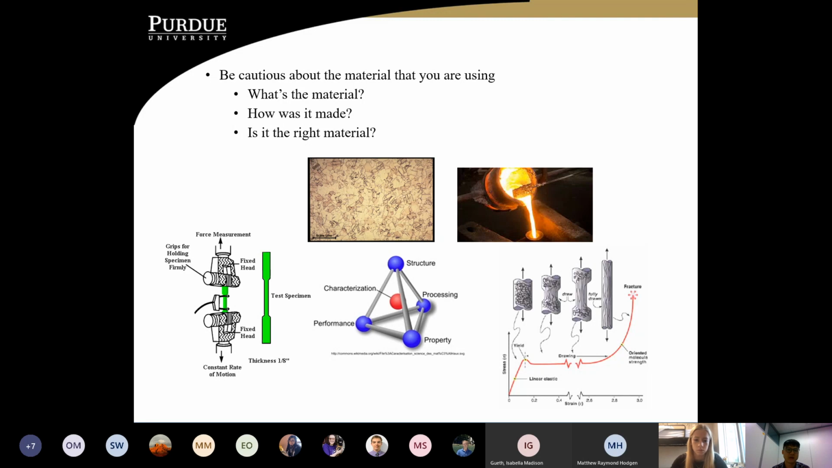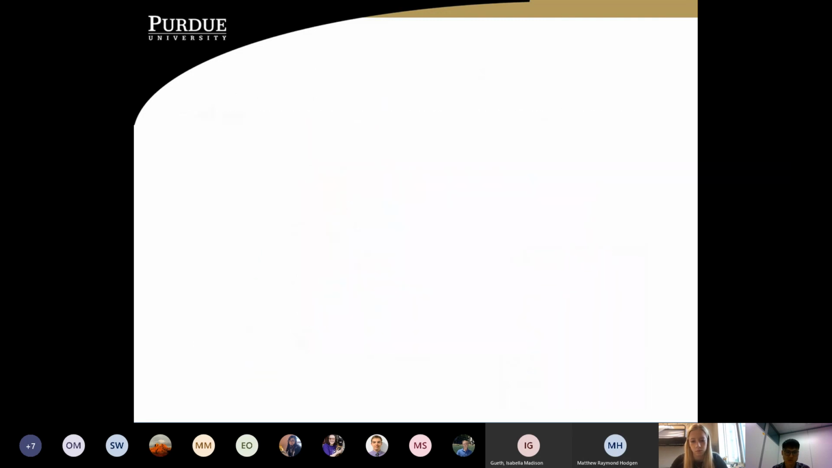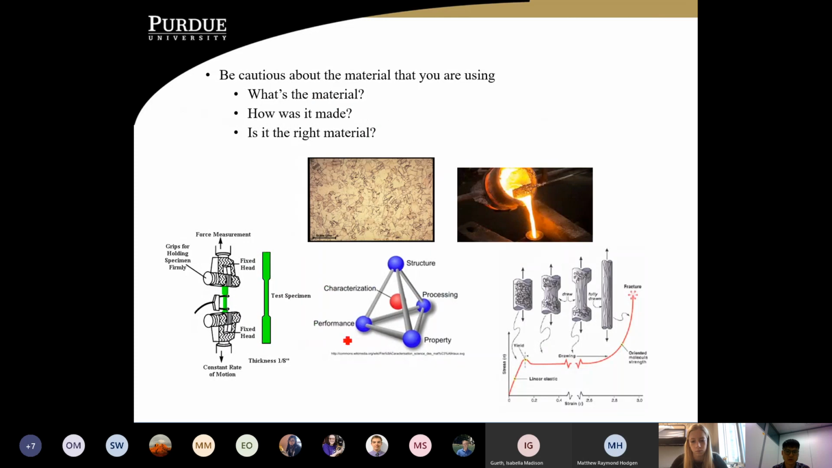What's the material? How was it made? Is it the right material that you're using? Over here, there is a pyramid I'm showing. This is something very important that correlates with the material science we do a lot, and I think it showcases the benefit of how we do manufacturing. Over here we have processing, and then structure, and then property, and then performance.